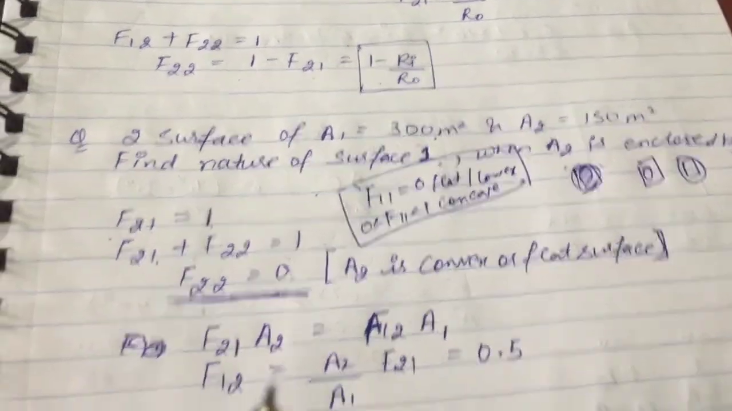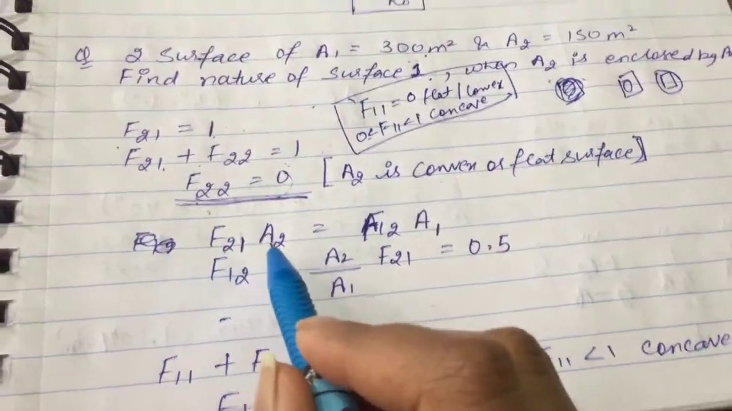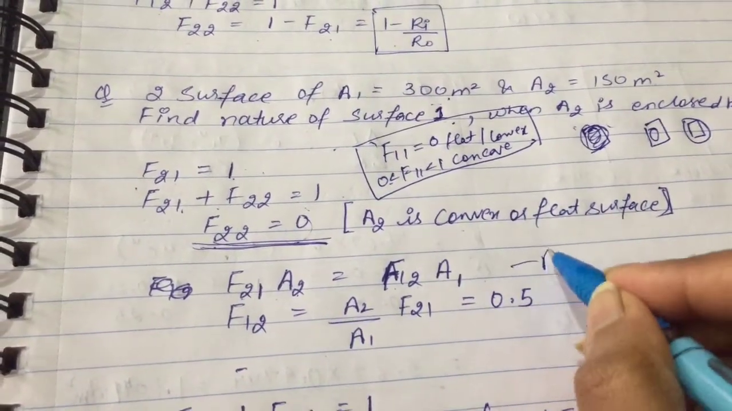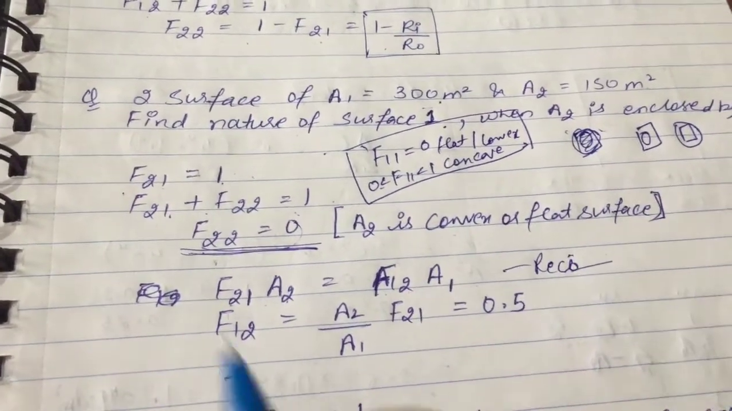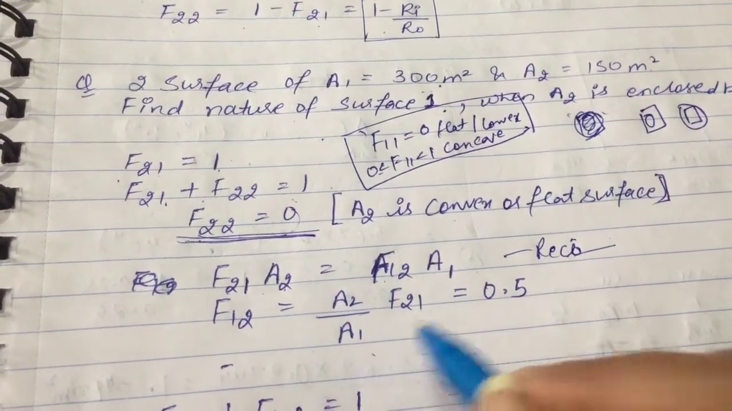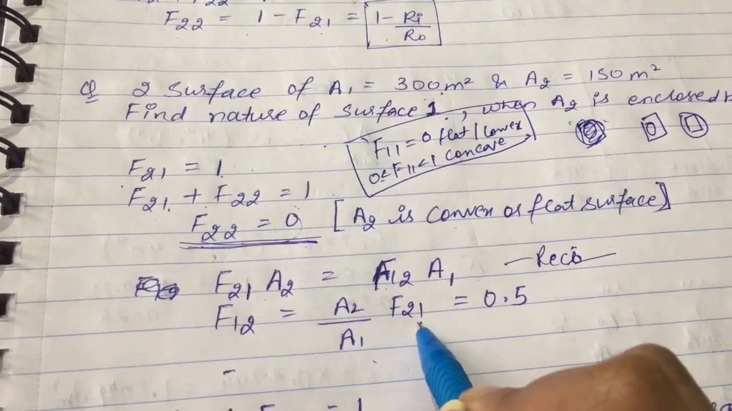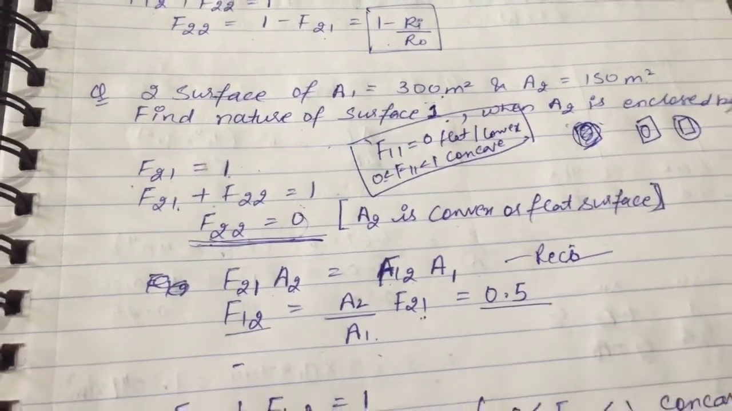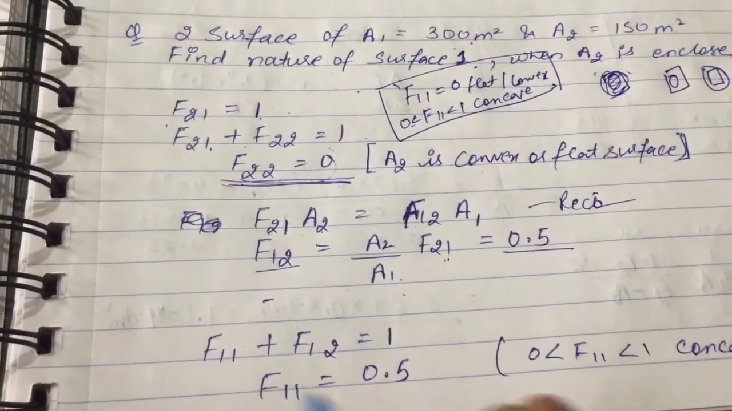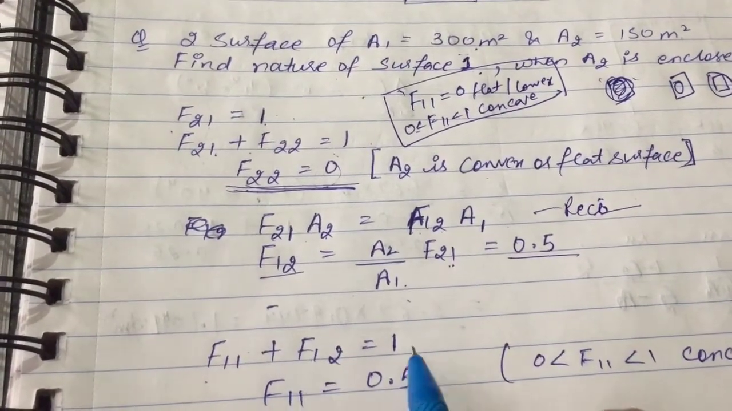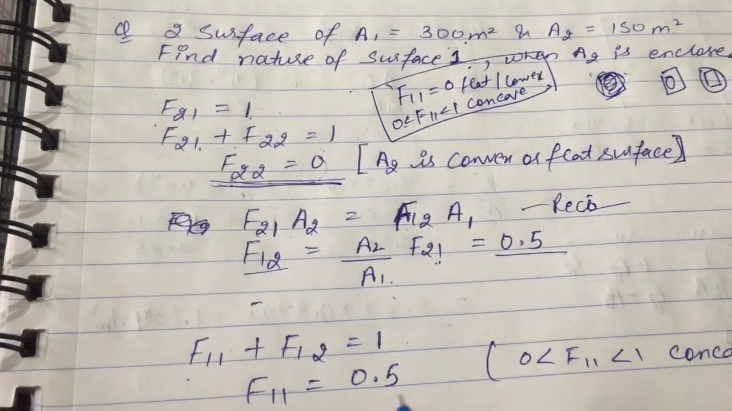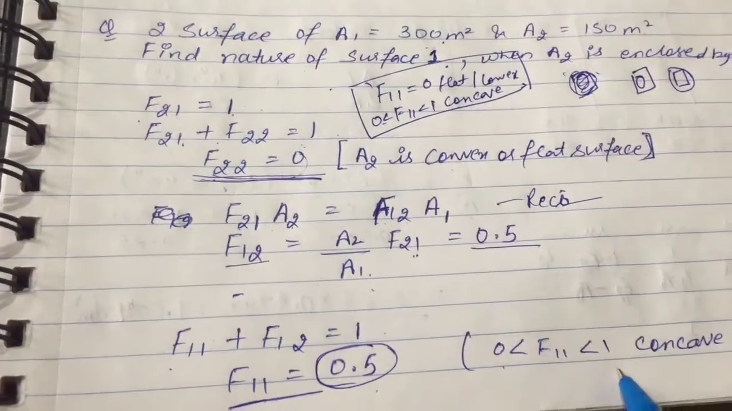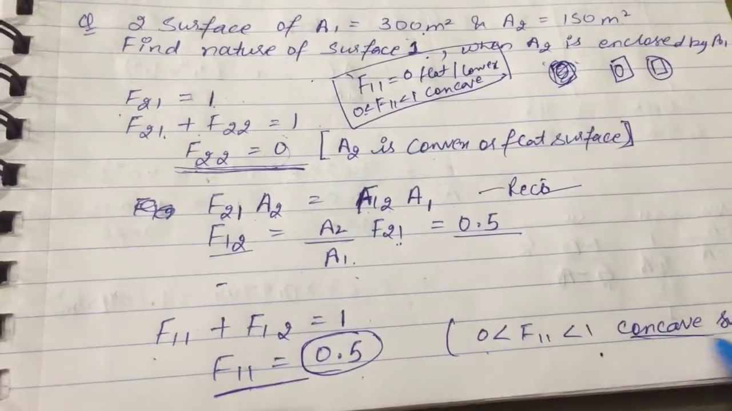Okay, now moving on, we know that F21 into area 2 is equal to F12 into area 1, the reciprocity theorem. So F12 would be area 2 by area 1 into F21. F21 is 1, and area 2 and area 1 are given to us, so F12 comes out to be 0.5. Now putting it into the summation law, F11 plus F12 is equal to 1. From here F11 comes out to be 0.5, and this value of F11 is between 0 and 1, which indicates that the outer surface is a concave surface.